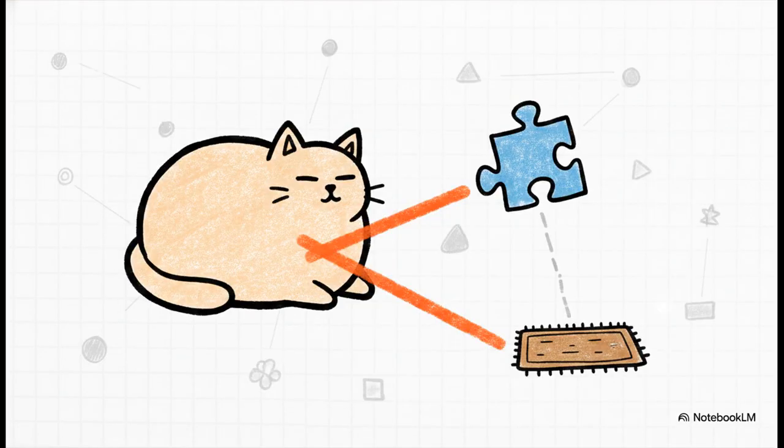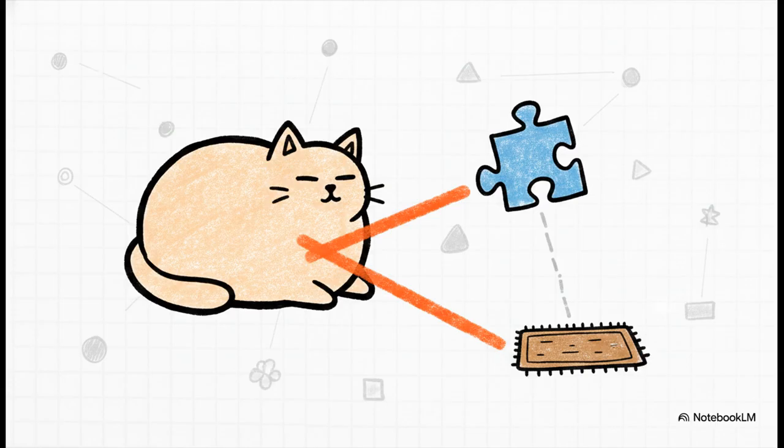The cat sat on the mat because it was tired. When the transformer processes that word "it," the self-attention mechanism looks at every single other word in the sentence and assigns it a relevance score. Cat gets a very high score. Mat gets a super low score because, well, mats don't get tired.